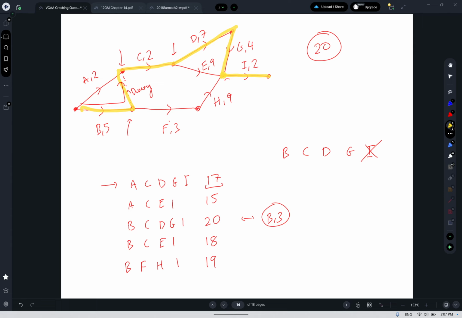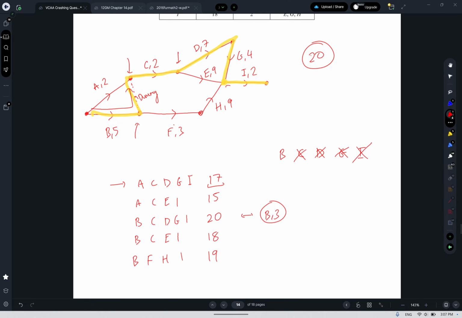I could do C, but if I reduce C, it won't affect this 19 route at the very bottom. So C is not very good because it would only reduce the critical path by 1. I could reduce D, but for the same reason, the 19 route wouldn't be affected. I could reduce G, but for the same reason, the 19 route wouldn't be affected. And then I would affect it, but I can only reduce I by 1.